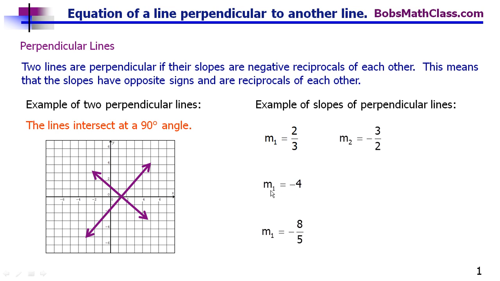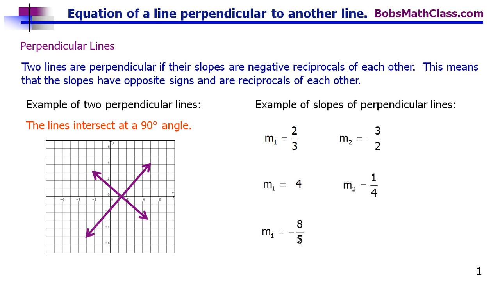Okay, so if M1 is -4, what's the other slope? Well, any number is that number over 1. So this is -4/1. The reciprocal of that would be 1/4. And how about the sign? If this one's negative, the other one has to be positive, right? So M2 is 1/4.